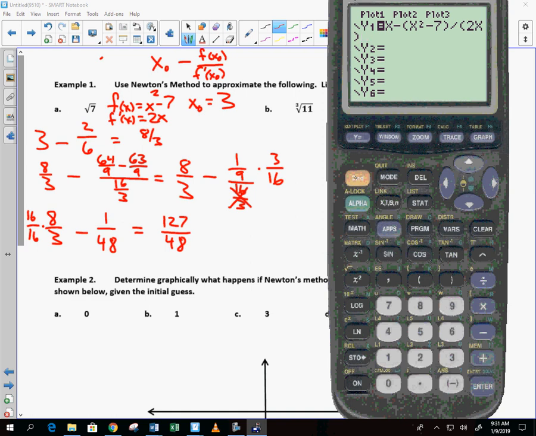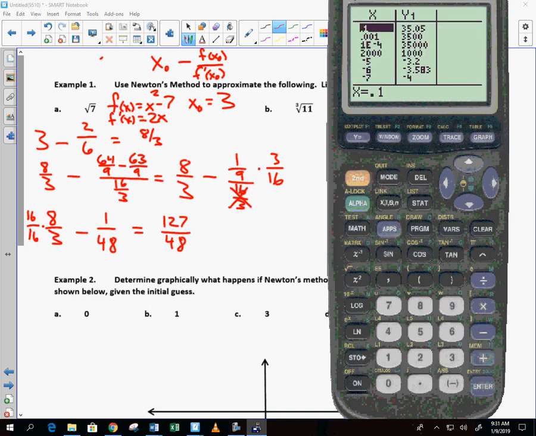Go to your table. What was our first guess? 3. It spits out your new guess. You see it? So what do you put in there? Your new guess, 2.667. It spits out your new guess. What do I now plug in? It spits out your new guess.